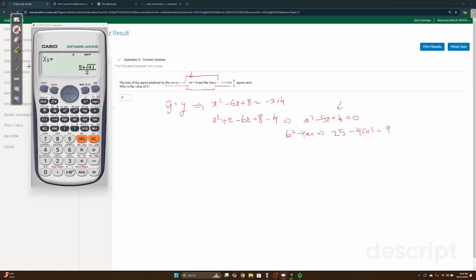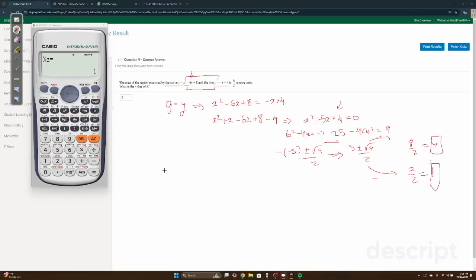Okay, so you're going to do the quadratic formula, minus b. So minus minus 5 plus minus root 9 over 2. Actually, let me do it. So you're going to get 5 plus minus root 9 over 2. So the plus side will be 5 plus 3, because root 9 is 3. So it's 8 over 2, which is 4. The negative side will be 5 minus 3, 2 over 2, which is 1. So 4 and 1.